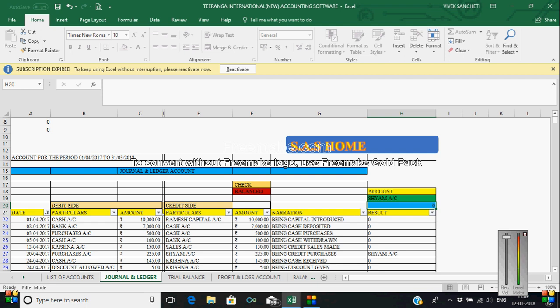So friends, this is the software. Now I will give you a detailed illustration of how it works. This I have already done.